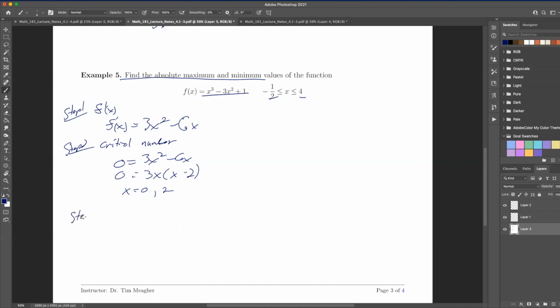Let's do step 3. And so let's find out what the value is. So we're going to find the values of our critical numbers.